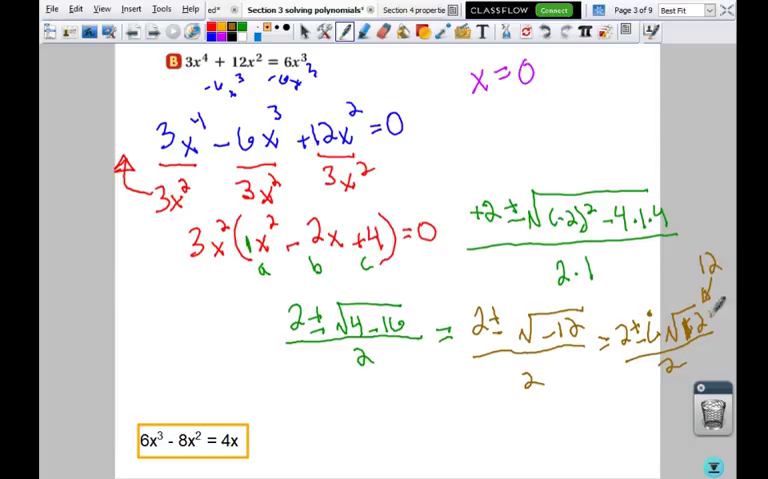If you get down to an imaginary, I won't make you keep going. You can leave it like this. So, if it's not imaginary, I want the decimal. If it is imaginary, you can leave it like this. So, I got x equals 0, and then I'm going to have 2 plus or minus i square root of 12 divided by 2.